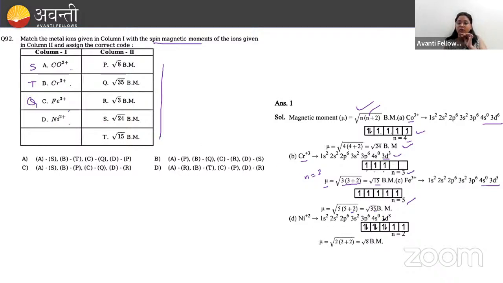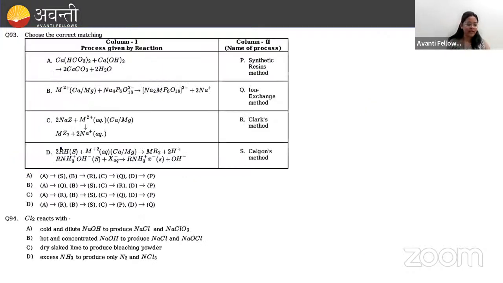Next, for D, that is nickel 2+, it is what? Having 1s2, 2s2, the outer electronic configuration, that is the valence electronic configuration, contains 3d8. How many unpaired electrons? There are only 2 unpaired electrons. So 2 plus 2, that is 4. 4 into 2 will be what? Under root of 8 Bohr magneton. Under root 8 means what? P. So S, T, Q, P will be the options for A, B, C, D. So when you match these, you will get answer A.